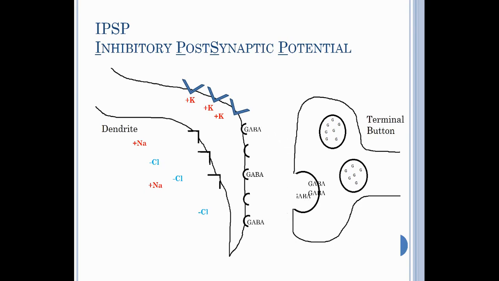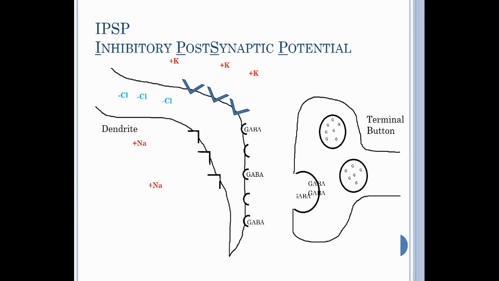GABA also fits into these receptors like a key in a lock and opens neurotransmitter-gated channels. However, instead of opening sodium channels, GABA opens either chloride channels, allowing negatively charged chloride in, or potassium channels, allowing the potassium out. So from our discussion of resting potential, we know that the net effect of the forces working on the potassium ions is to push them out of the neuron.